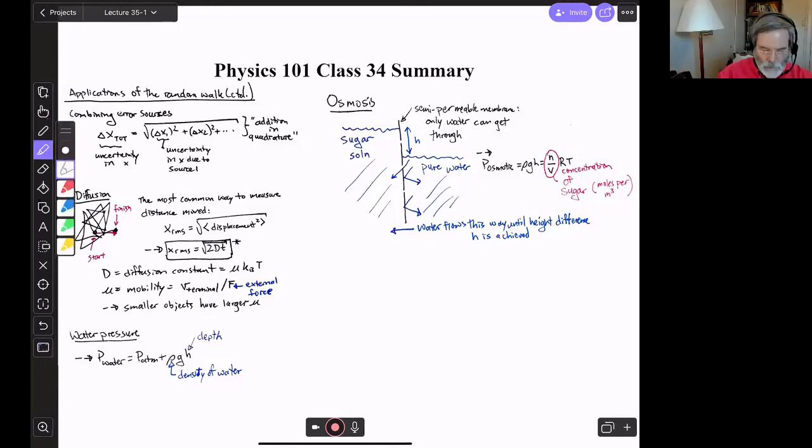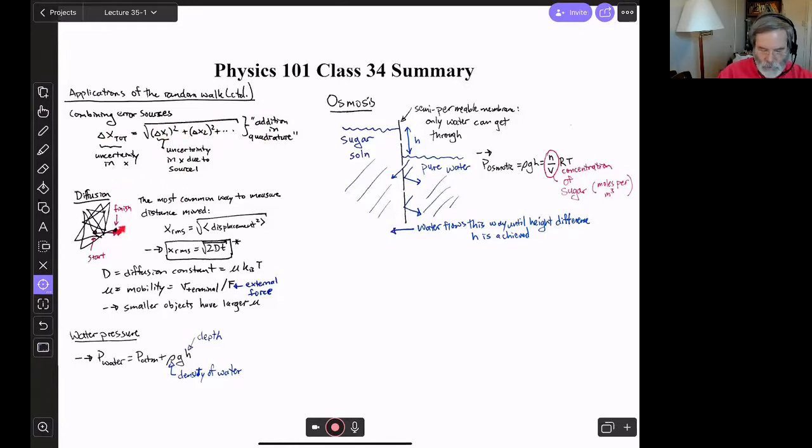Last time we were doing a couple more applications of the random walk. So one of them is combining different error sources. If delta x1 is the average magnitude of error from source 1, and delta x2 is the average magnitude of error from source 2, to combine them correctly, we add them in quadrature, meaning you square them, add them, then take the square root to get the total average uncertainty.